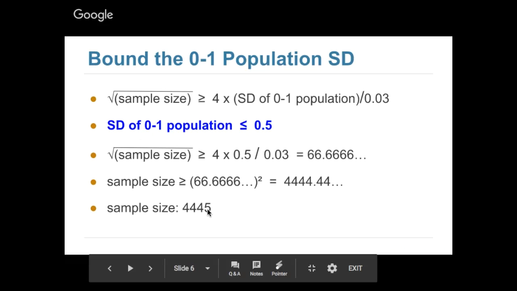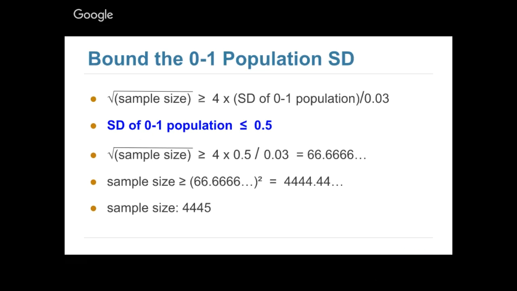So that's the whole process of choosing a sample size to make sure that the confidence interval has some width. Any questions about that?